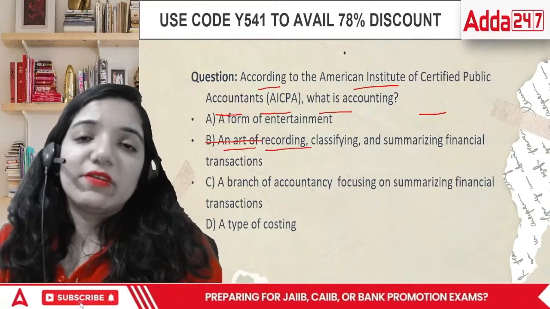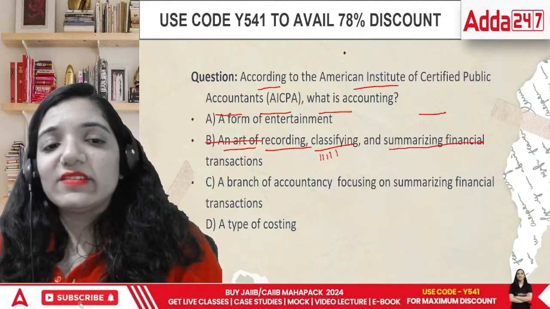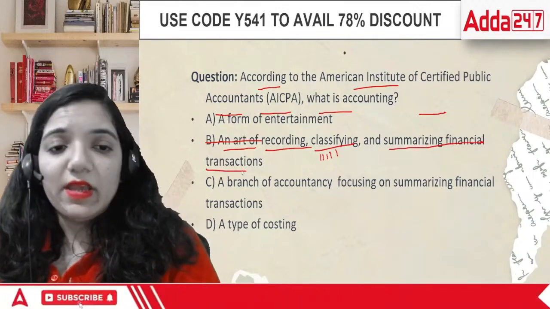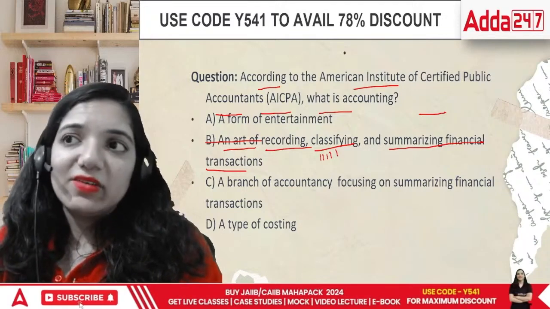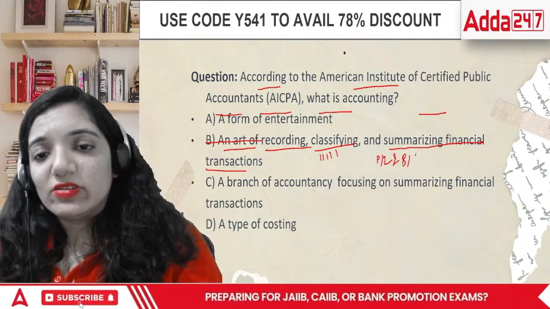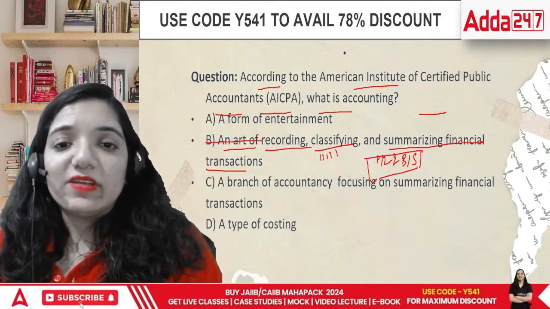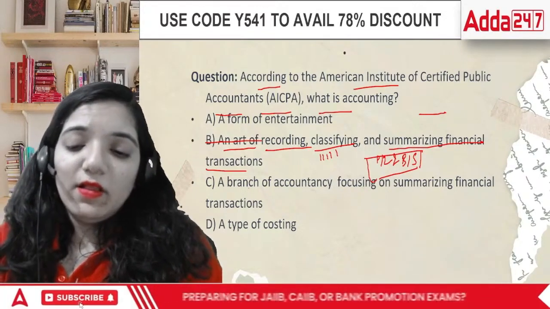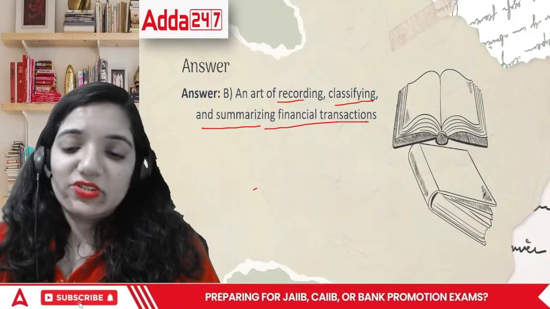We record whatever is happening in the business. We classify it into different areas. Then we summarize the financial statements. Summarize means we collect them together and we form the financial statements of the organization. Summarizing means we prepare the entire financial statements, that is profit and loss account and balance sheet. And through the profit and loss and the balance sheet, we get to know about the basics of this organization. The correct answer in this question is an art of recording, classifying, and summarizing the financial transactions.